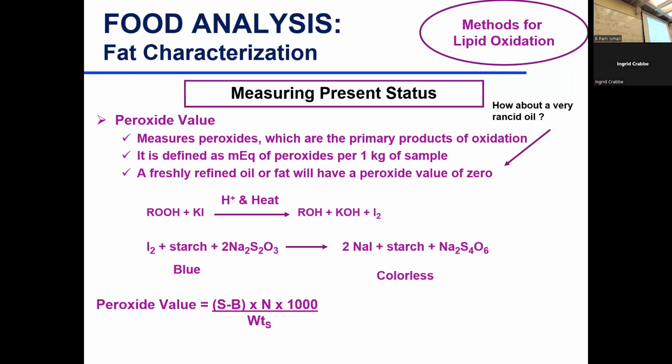How do we know it's rancid? Just smell it. It's gonna be awful. Yeah, so that's what it is. A very fresh oil and a very rancid oil will have a peroxide value of 0.